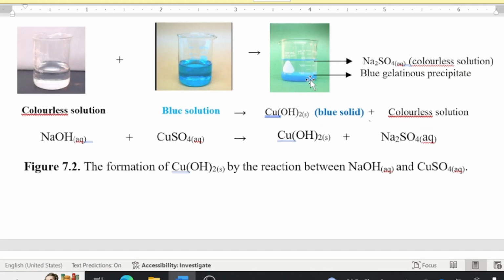You get a solid being formed here. In this case, it's copper 2 hydroxide. This is a blue gelatinous precipitate. That's one of the evidence you'll look for.